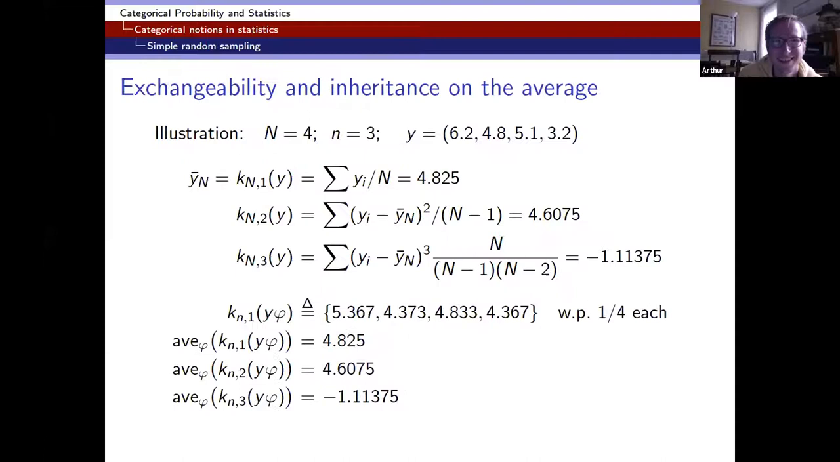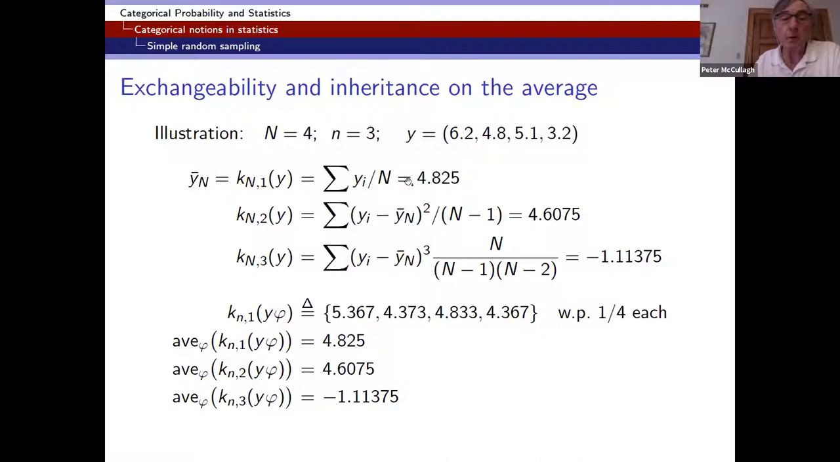Okay, so the goal here is to try to associate the symmetric functions on smaller samples with symmetric functions on larger samples. And here I've written down three different symmetric functions just for illustration. There's the average, and this is the average in the population, and it happens to be 4.825 for the numbers that I've shown you here for capital N equal to 4.